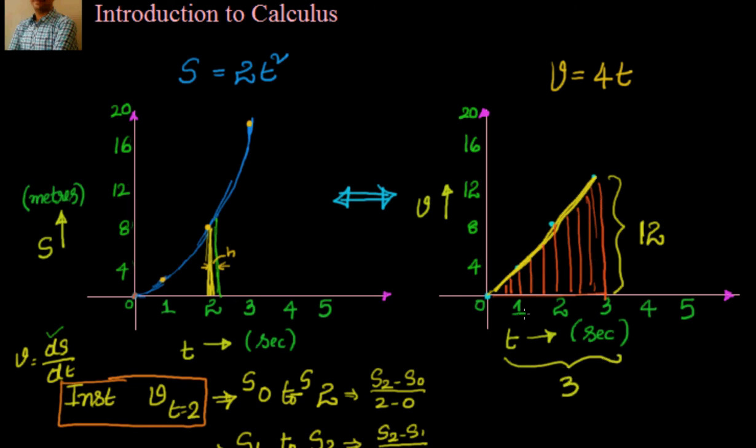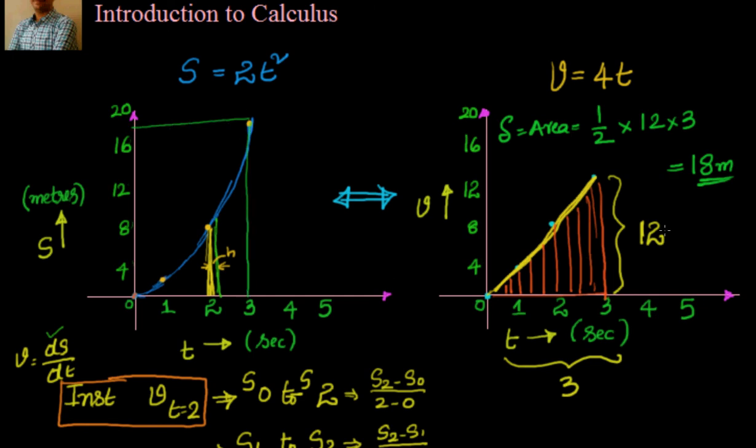Now you know how to find the area of a triangle. The area of the triangle is half into base into height. Can I say distance equal to area of triangle equal to half into 12 into 3, that's nothing but equal to 18 meters. Again we go back to 18 meters. You can check that at 3 it is equal to 18.